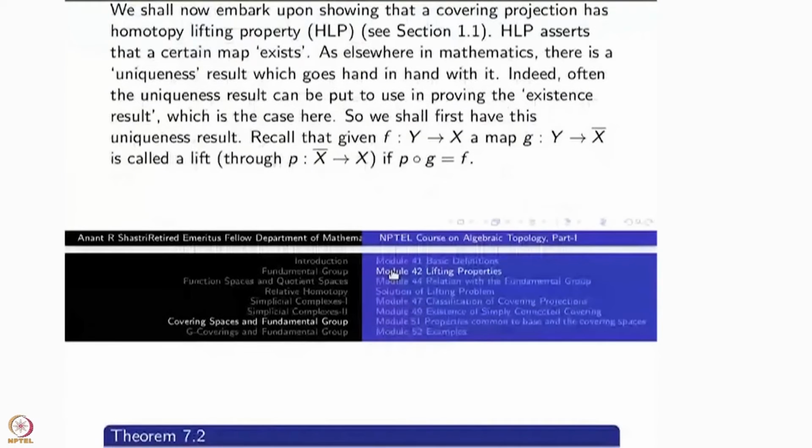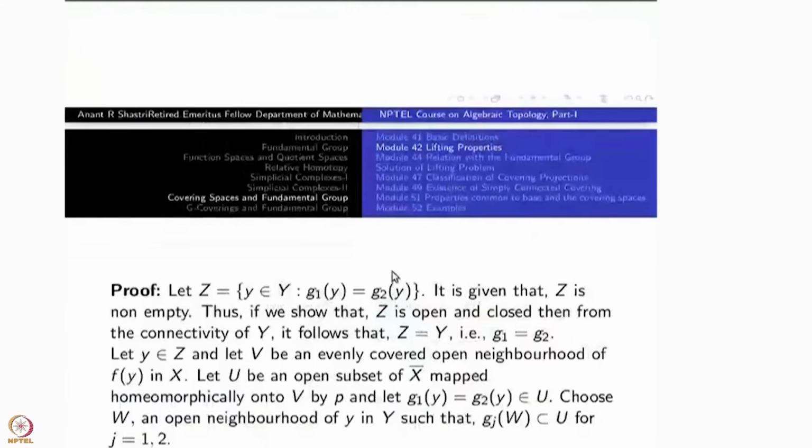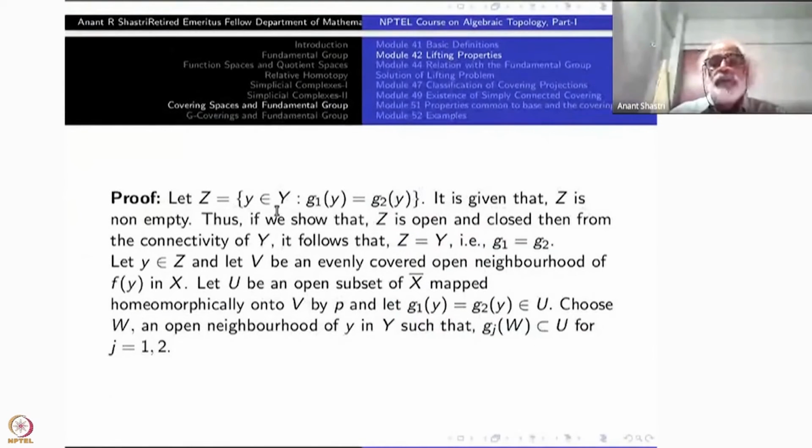So let us do this proof, which is very straightforward. Look at all points in Y at which g1 and g2 coincide. That is a subset of Y, call it Z. It's given that this subset is non-empty; there is at least one point. So if we show that Z is open and closed in Y, then because of the connectivity of Y, it follows that Z is the entire Y. Z equal to Y means g1 will be equal to g2 at all the points of Y. Therefore, what we want to prove now is that Z is both open and closed.